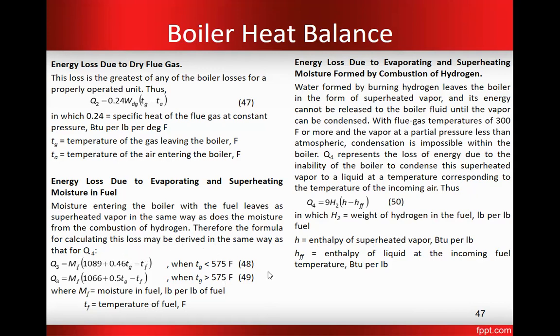Q3 is the superheated moisture in the fuel. Q3 is equal to M_F times [1089 + 0.46(T_G - T_F)]. This 0.46 is the specific heat of superheated vapor. Or, when T_G is less than 575, Q3 is equal to M_F times [1066 + 0.5(T_G - T_F)], and when T_G is greater than 575 the 0.5 is used. M_F is the moisture in fuel and T_F is the temperature of the fuel.